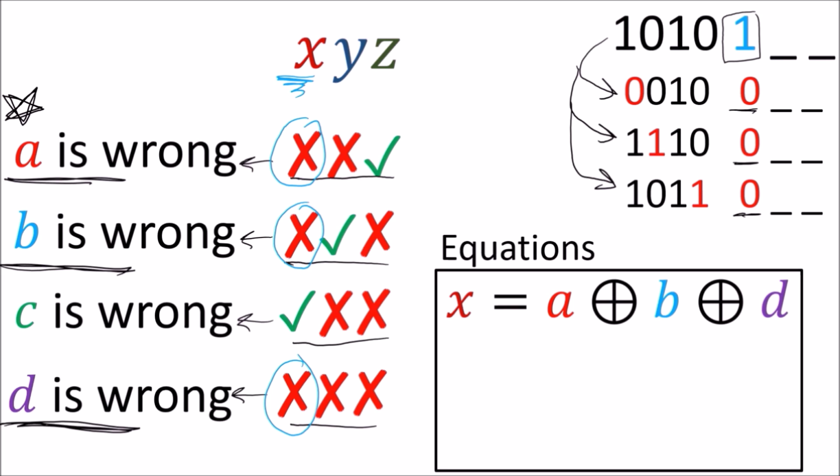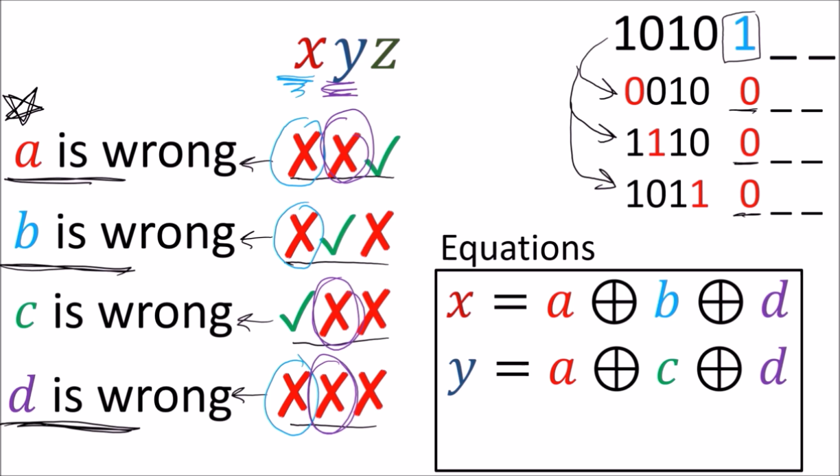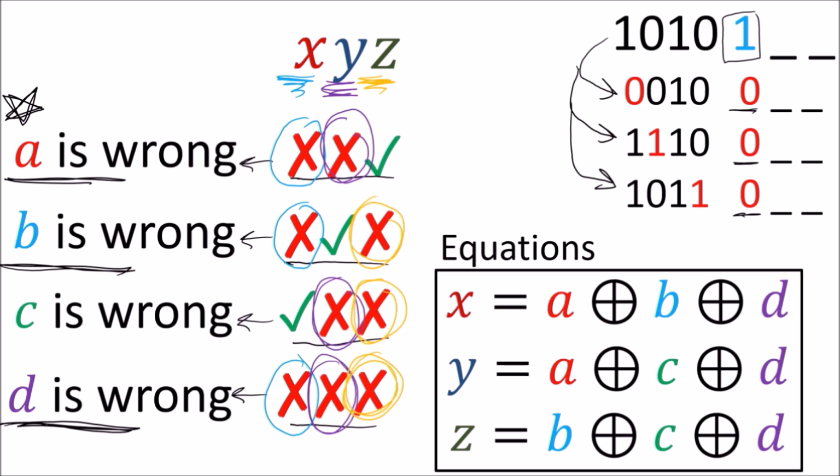Likewise, from this table we can see that the Y bit should be affected by A, C, and D, so we can write this equation here. And the Z bit should be affected by B, C, and D, so we can write this equation here.